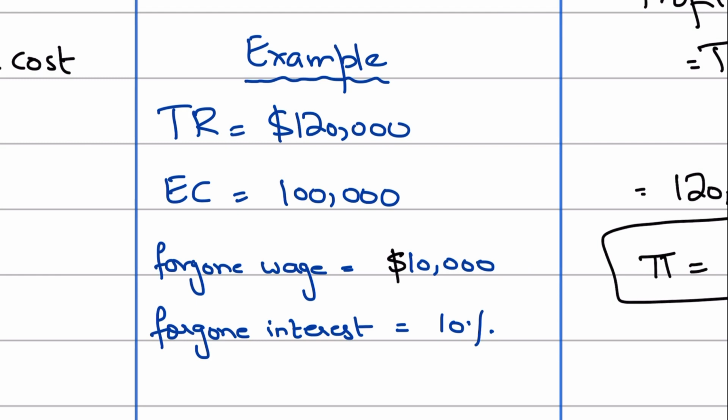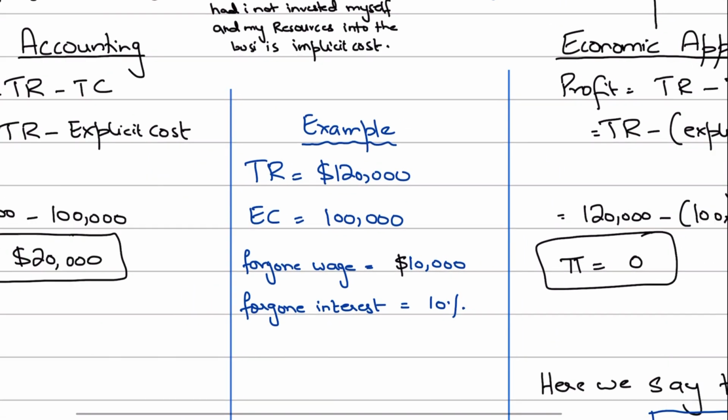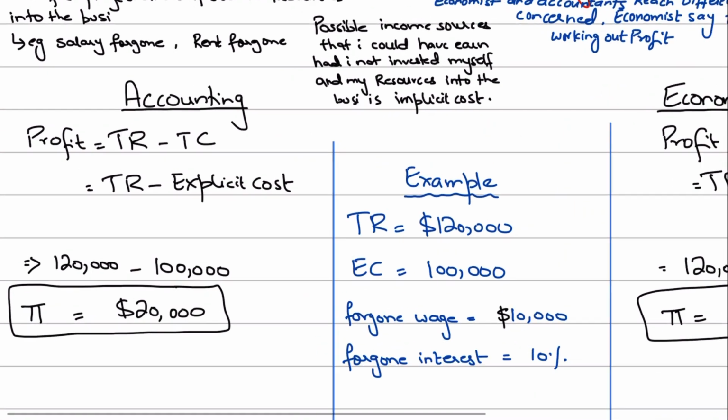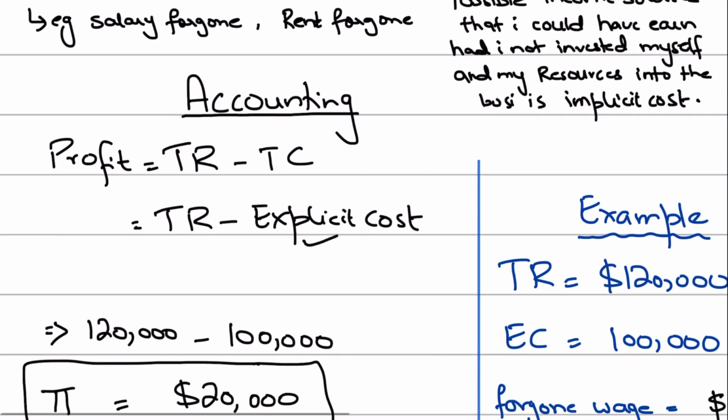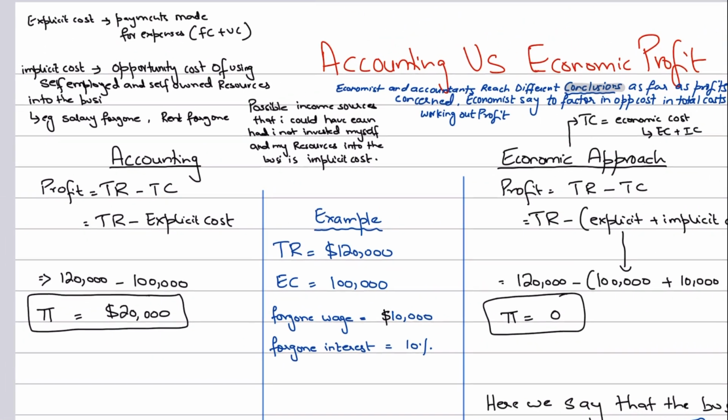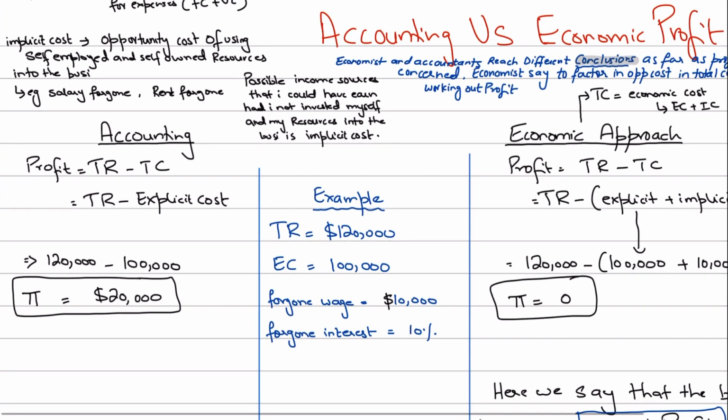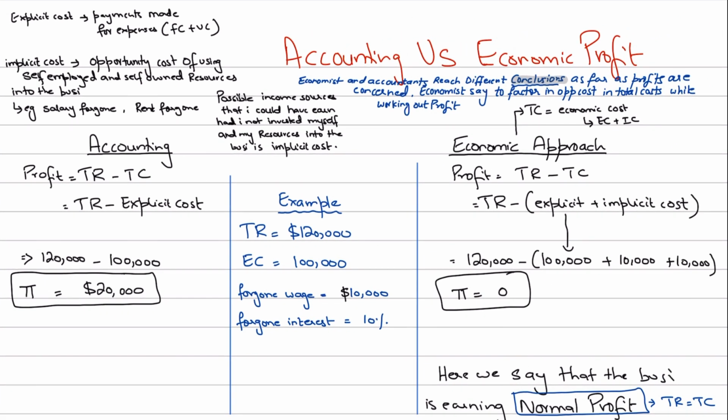So I'm also foregoing interest income, right? So these are my implicit costs. In accounting, the profit definition is total revenue minus total cost, which includes only your explicit cost. While in economics, the formula for profit is still the same: total revenue minus total cost. But total cost would include your explicit and your implicit cost.